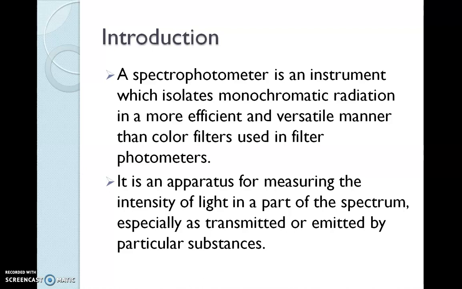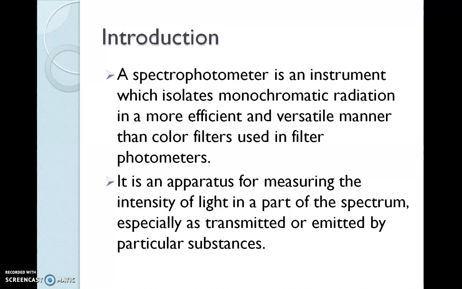We know that light is a versatile element, so it can be reflected, scattered, transmitted and absorbed. A spectrophotometer is an apparatus for measuring the intensity of light in a part of the spectrum, especially as transmitted or emitted by particular substances. It is a tool that hinges on the quantitative analysis of molecules depending on how much light is absorbed by colored components. That is what a spectrophotometer is.